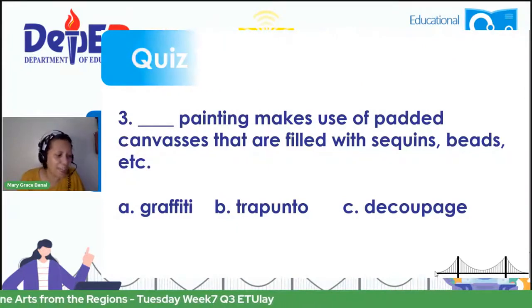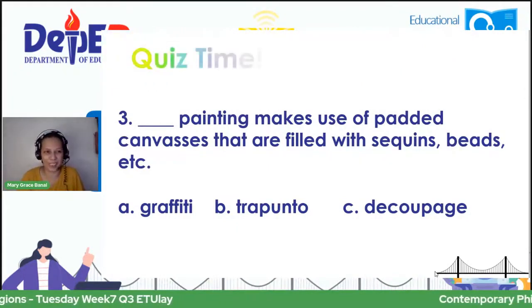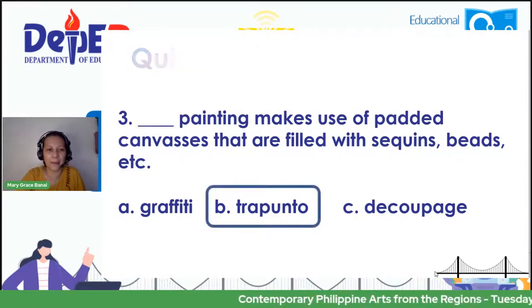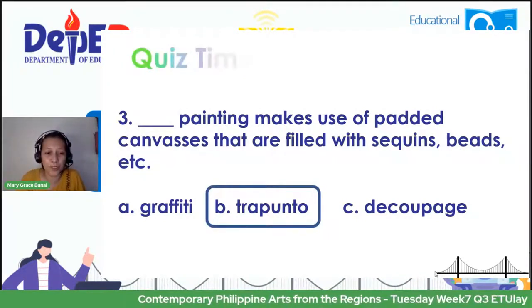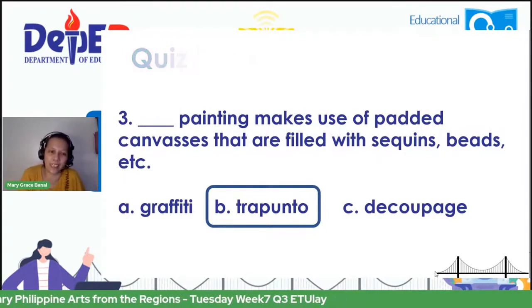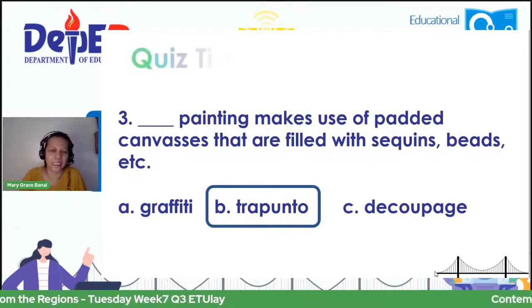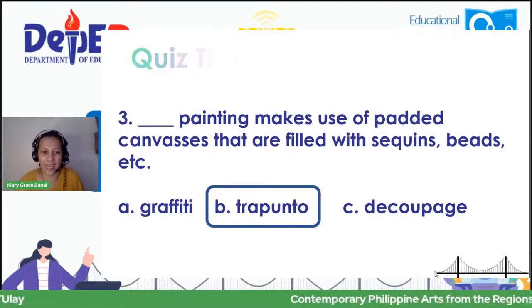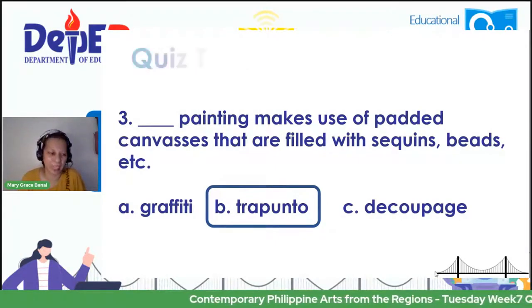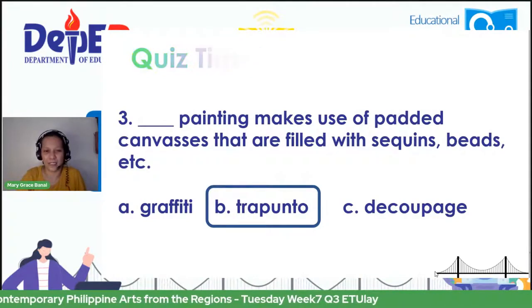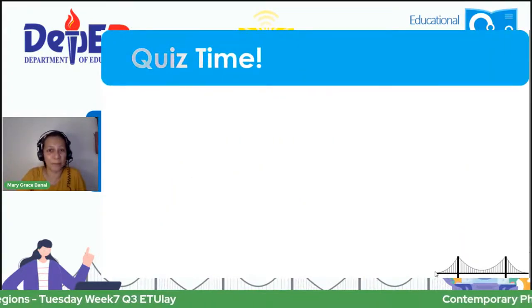And the answer, oh yes, Ma'am Michelle, you are correct for number 2. That is letter A. The answer for number 3 this time is letter B. We call it Trapunto or Trapunto Painting. Okay, so hindi na karaniwang canvas ang ginagamit kung hindi textile na tinahi-tahi, nilalagyan pa ng foam, tapos lalagyan ng iba't ibang design. We call it Trapunto Painting. Okay, and again, Paula May got it correctly. Letter B is correct. Let's proceed to number 4.